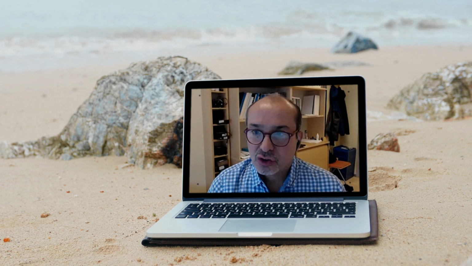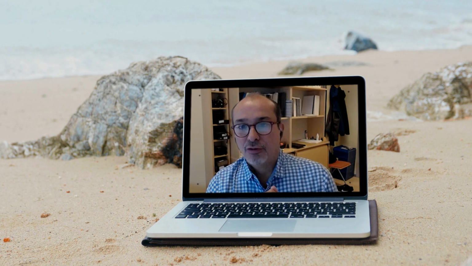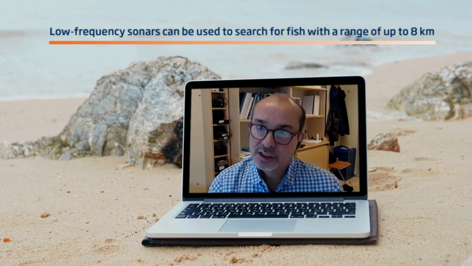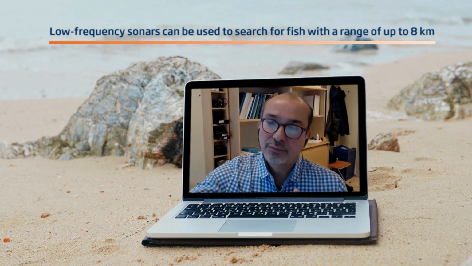The low-frequency sonars are used by fishermen to search for fish. And some of the models can reach a range of up to 8 kilometers. So it's quite impressive, the power that this equipment has to search for fish. However, sonars are not a standard tool in fisheries acoustics, although now most modern research vessels have a sonar, but they are not used as a standard tool. Again, the standard tool is the echo sounder.